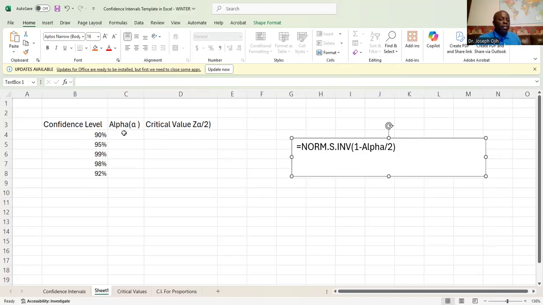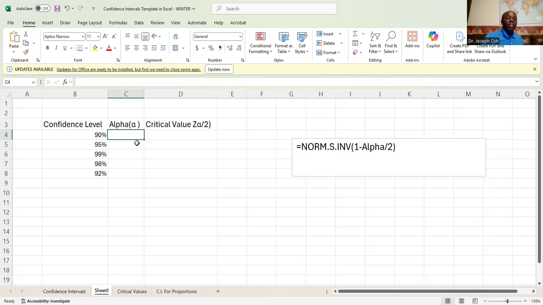Now, 90%. If you're 90% confident, your chance of being incorrect is 10%. So your alpha is 10%, which in decimal form is 0.1. If you're 95% confident, your chance of being wrong becomes 5%, which is 0.05 in decimal form. For 99%, 1%, which is 0.01. For 98%, the chance of being wrong is 2%, which is 0.02. Then for 92% it is 8%, which is 0.08.